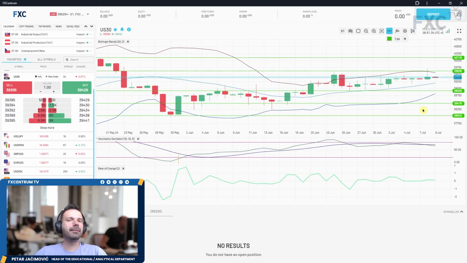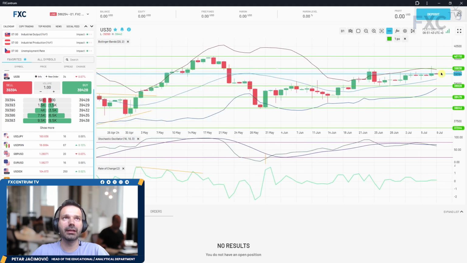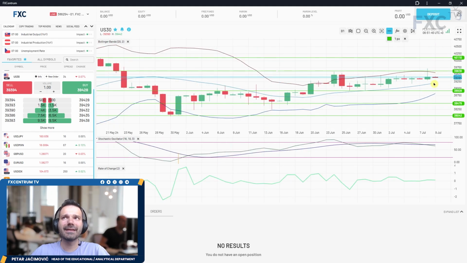So we don't have any major breakout on the US 30. In case of a break and hold above this pin bar high from yesterday, there will be a chance for 40,000 to be put to the test. In case of downside movement, we have potential rotation down towards 38,930, which is the support level on the daily time frame.